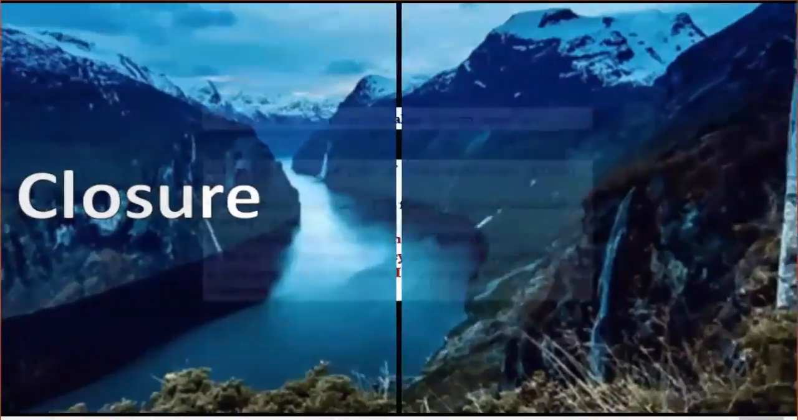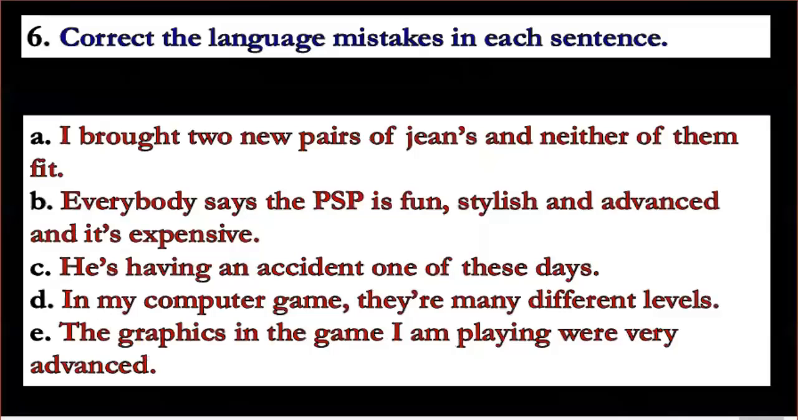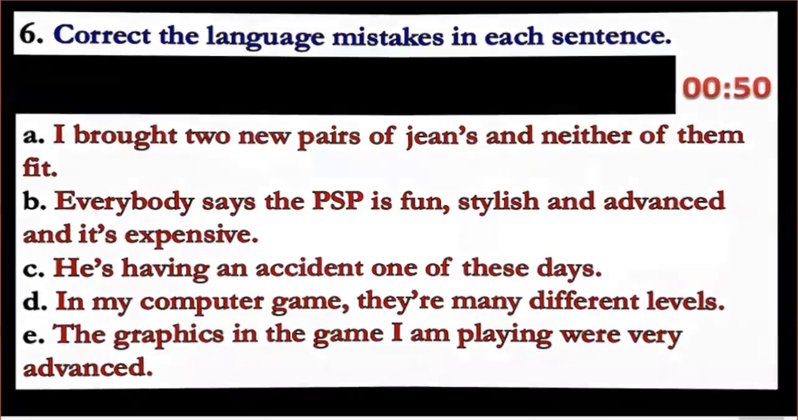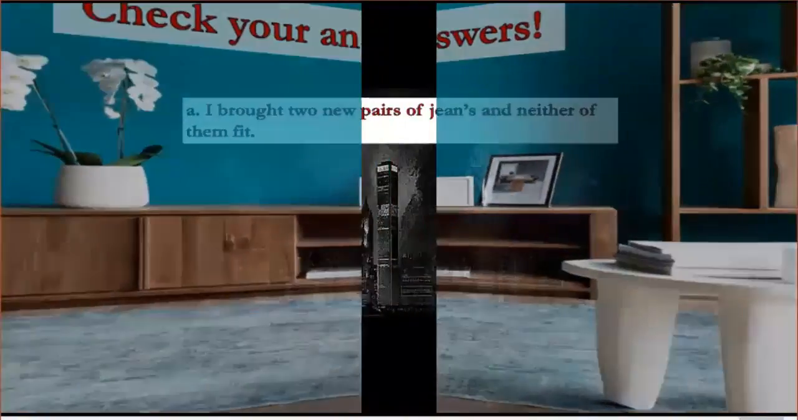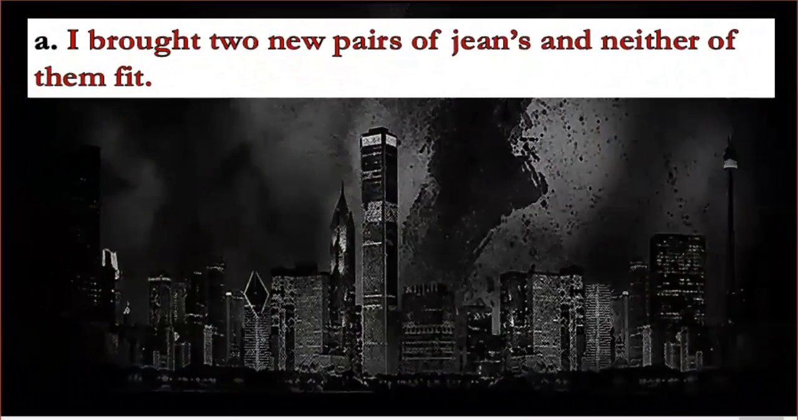Now, my pupils, with our last exercise today, exercise number 6. I want you to correct the language mistakes in each sentence. Here we have 5 sentences. In each sentence, we have maybe spelling mistakes, maybe grammatical mistakes, and so on. Let's read and correct the mistakes.